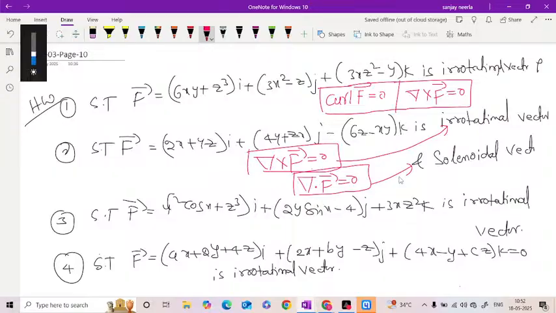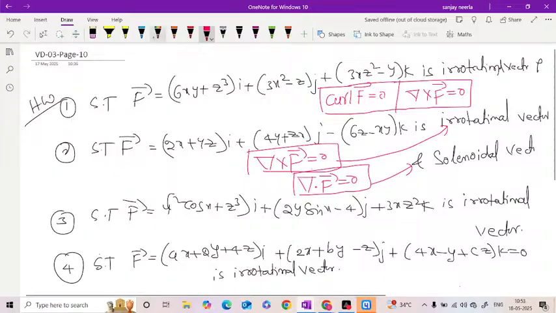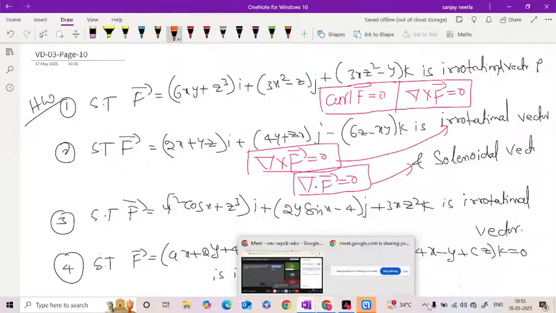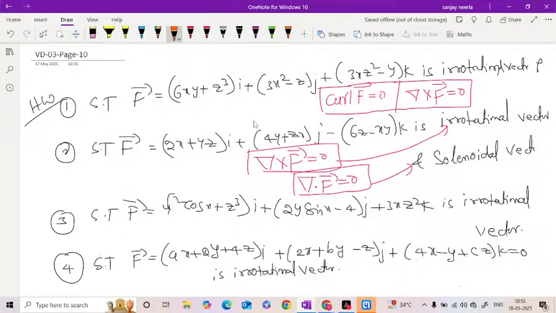Okay, next one, come to the third one. Just prove that it is an irrotational vector, which means find del cross f and show that del cross f is 0. Next, the fourth one is also the same, and a small correction: in the last class I gave a equal to 3, b equal to 2 and c equal to, I think, 1. But in this problem, for all a, b, c this vector is irrotational. That is a small correction.